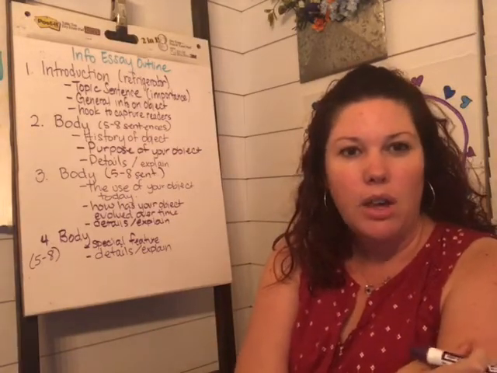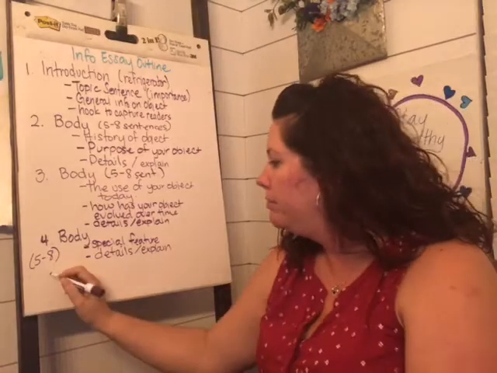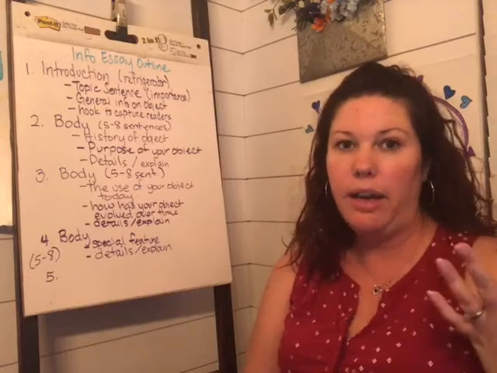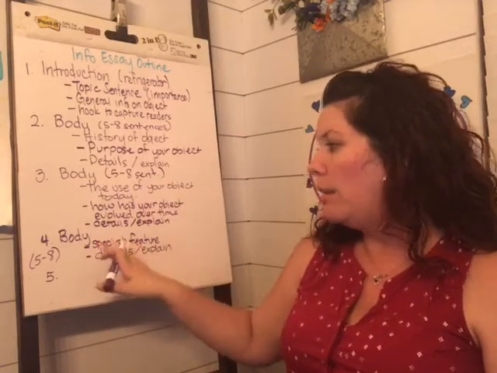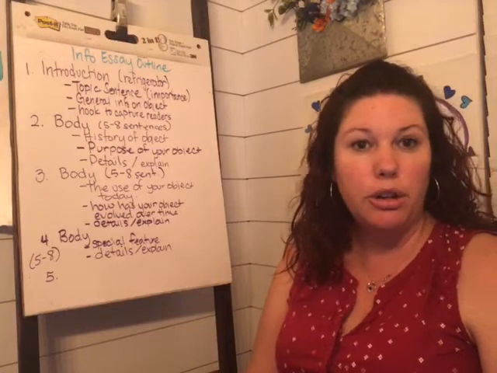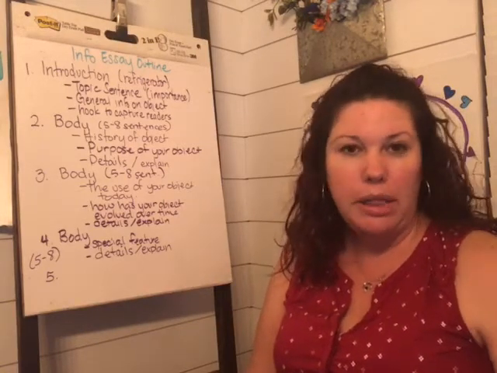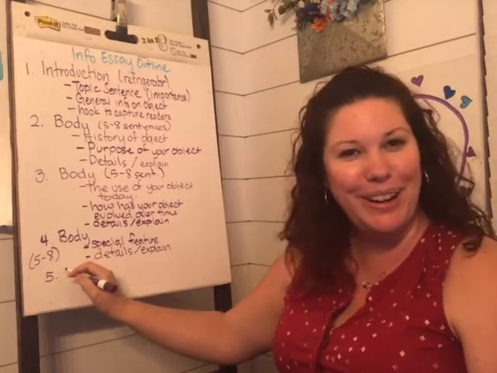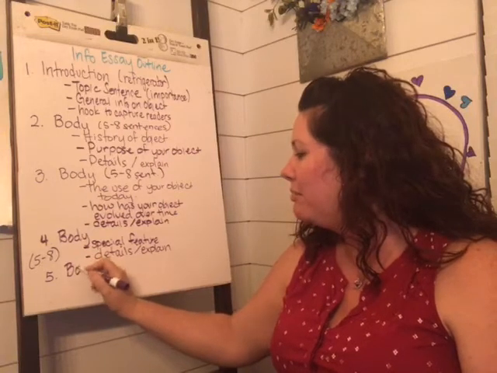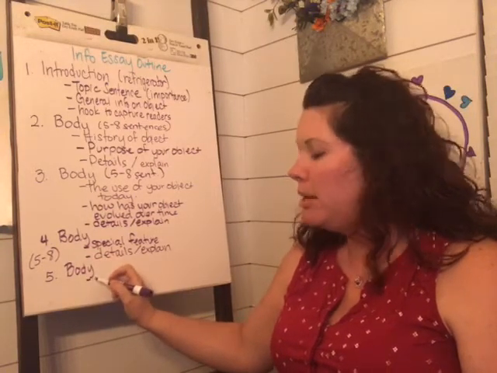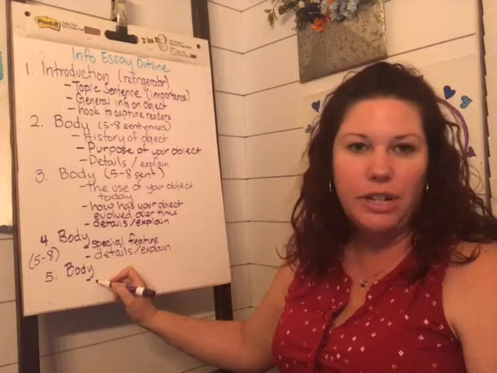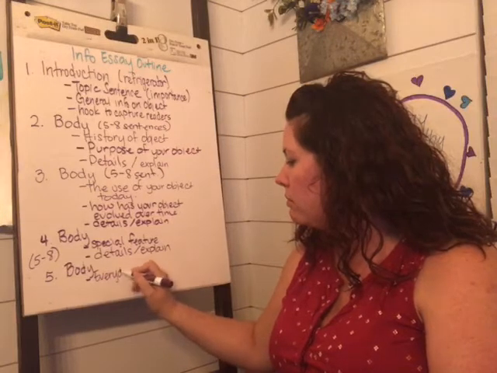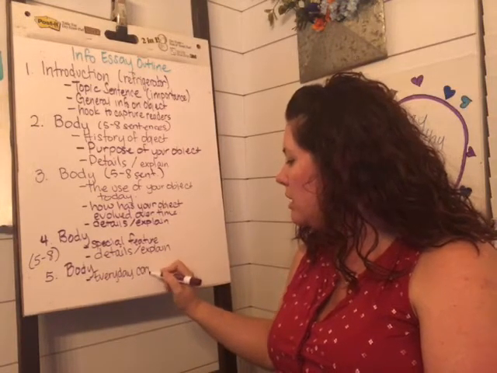Okay. All right, we're on to paragraph number 5 now. So for some of you, because remember the minimum paragraphs is 5, you may want to stop here and your 5th one is going to be your conclusion. Or you could be like me and I'm going to write a 5th paragraph and my 5th paragraph is another body paragraph. So I'm going to put body here. And this body paragraph is going to explain the everyday convenience of my object.